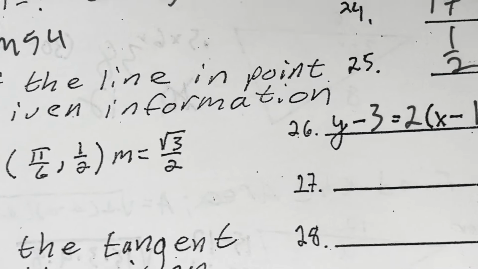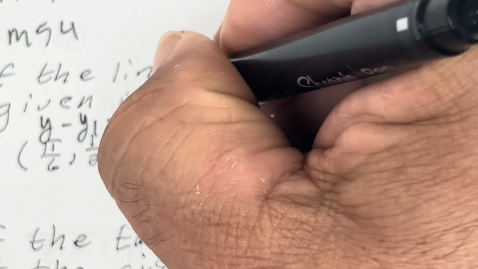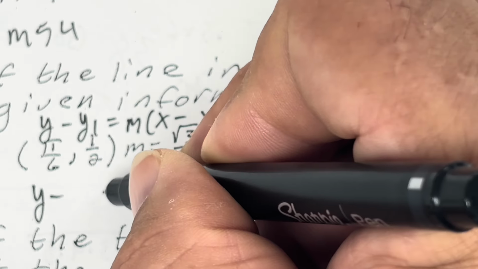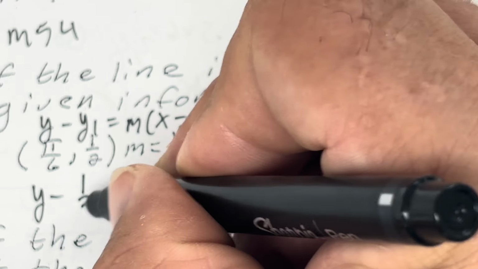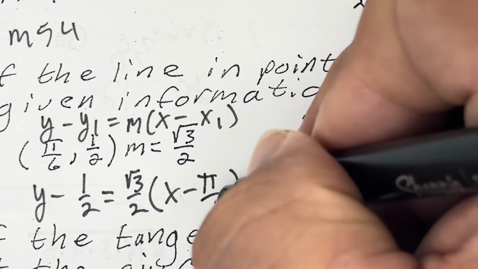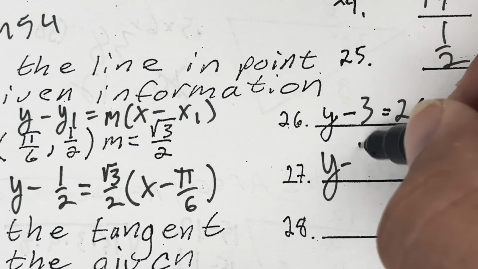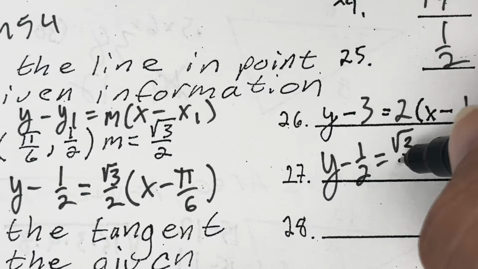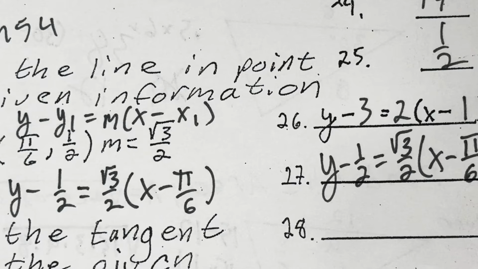For number 27, y minus y sub 1 equals m times x minus x sub 1. So y minus a blank equals a blank times x minus another blank. So the 1/2 slides down. The root 3 over 2 is the slope, and the pi over 6 is the x value. So we're going to copy that down over here on our answer slot. Y minus 1/2 equals root 3 over 2 times x minus pi over 6, close parentheses.